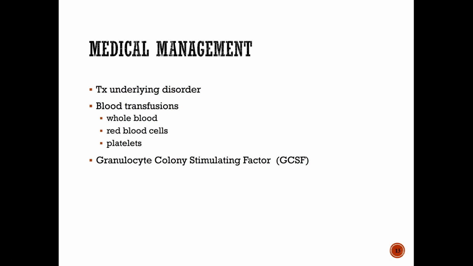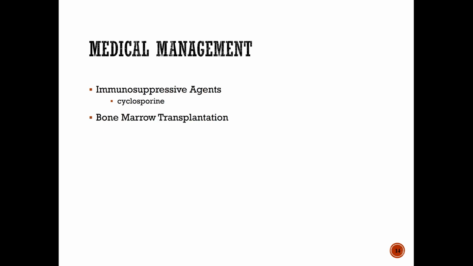Medical management is treat the underlying disorder. Obviously get rid of those toxins if you can. You're going to get blood transfusions, potentially all three. And the granulocyte colony stimulating factor, it stimulates the bone marrow to produce healthy cells. And so your body will produce more and more healthy cells. You also might give immunosuppressive agents like cyclosporin, and bone marrow transplantation is the treatment of choice.